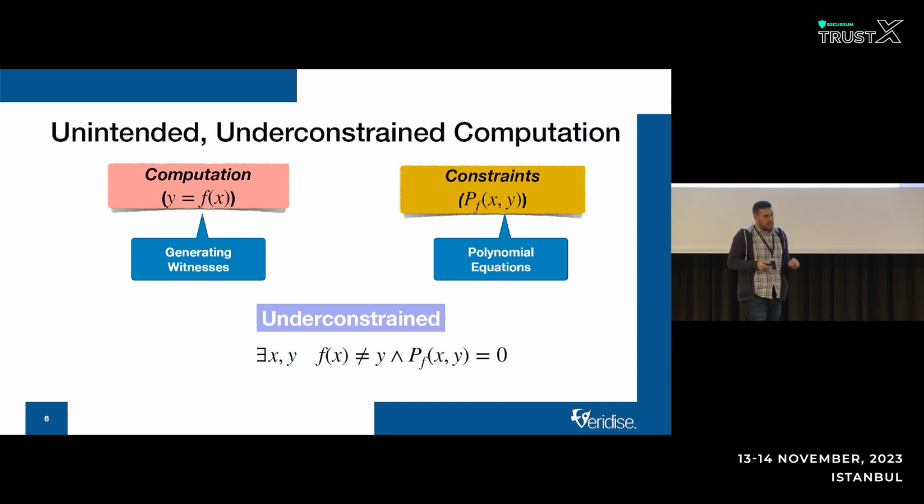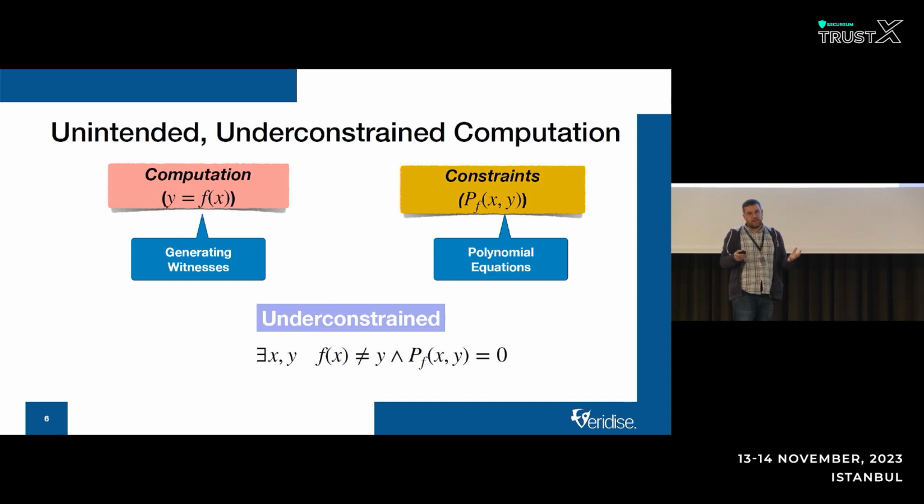And you have an under-constrained circuit if the following happens. If there exists an X and Y, an input-output pair, such that f of X is different from Y, so on input X, you don't get output Y in the computation. You should think of f as the computation. So the output is not Y, but the tuple X, Y satisfies all the constraints. This you don't want to happen, because that will indicate that most likely there is a bug somewhere and you should be careful.